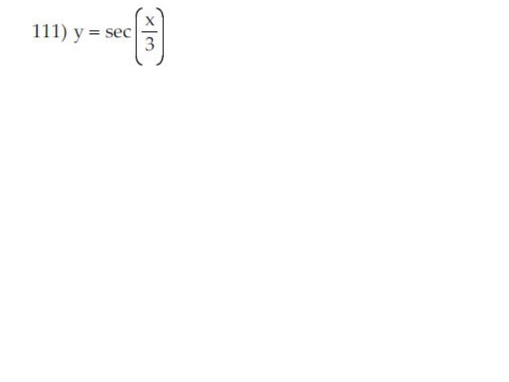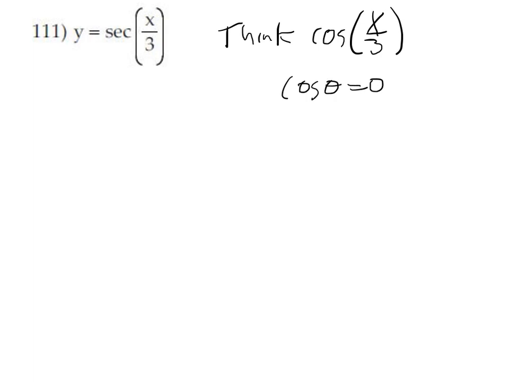Find all vertical asymptotes for y equals secant of x divided by 3. To do this, you want to first think in terms of cosine. The reciprocal. Cosine of x thirds. Now, secant will have a vertical asymptote when cosine equals 0. Now, cosine theta equals 0 at pi halves plus k pi.